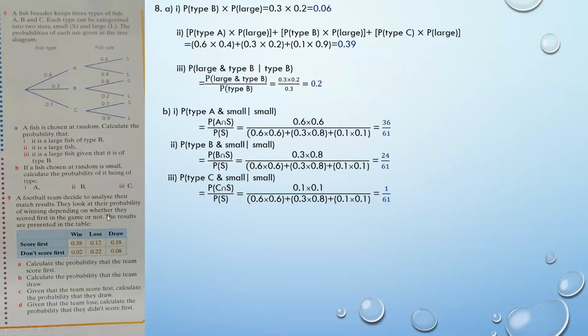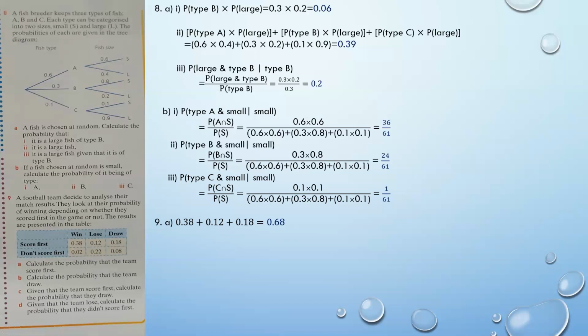Now look at question 9. A football team, this is the score. It considers score first and don't score first, and win, lose, or draw. So you have this in the table. The question asks: calculate the probability that the team score first. If the question is asking score first, that means you add all the score first. This one plus this one, and please add that one. That will be your answer.